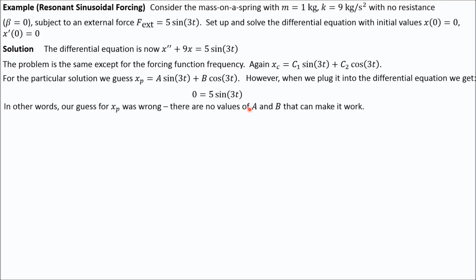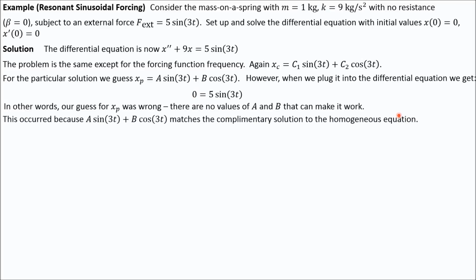No matter what values of a and b we choose, we just get 0, no matter what. I encourage you to check that fact. This occurred because a sine 3t plus b cosine 3t, that was our guess, matches the complementary solution. And when your particular solution matches the complementary solution, you're doomed to get 0 on the left-hand side, because that's exactly what the complementary solution was supposed to do, give you 0 on the left-hand side.